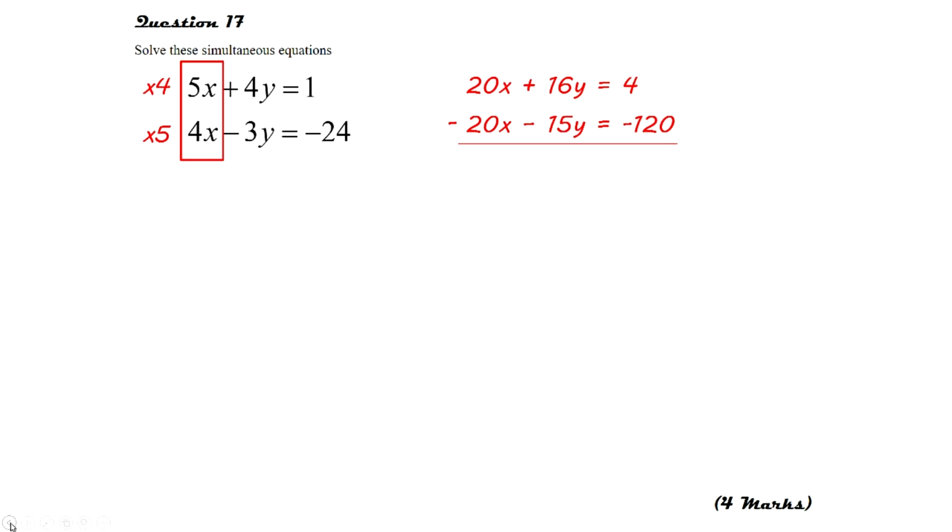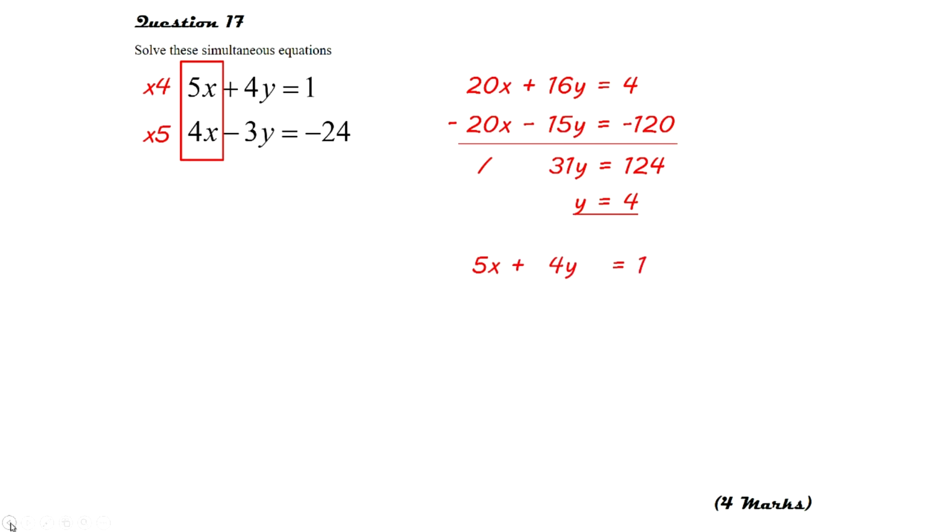So 20x take away 20x, that eliminates and disappears completely. 16y take away negative 15y is 31y, and 4 minus negative 120 is 124. Once I've got this, because I'm an expert in my 31 times table, I know that y equals 4, and it's really important that we don't forget to substitute back in at this point. So far I've only got 2 of these 4 marks, and I've got my pick of 4 equations here to substitute into. I'm going to pick the very first one, 5x plus 4y equals 1, because it's got relatively small numbers and it's got no negatives in it.